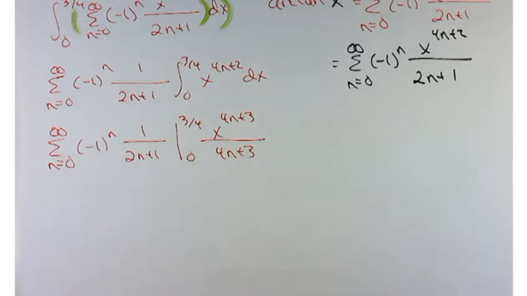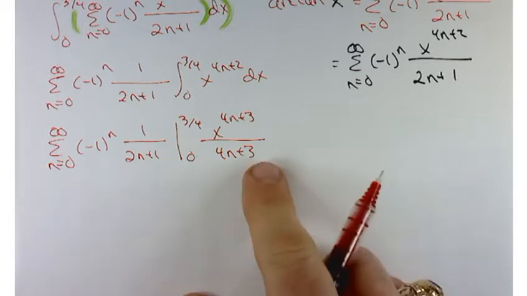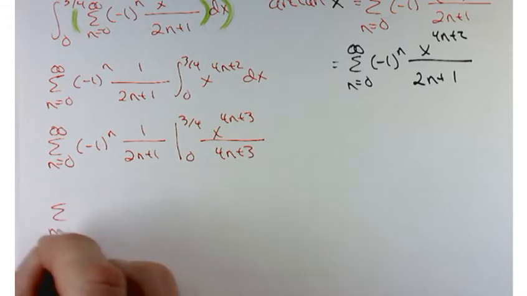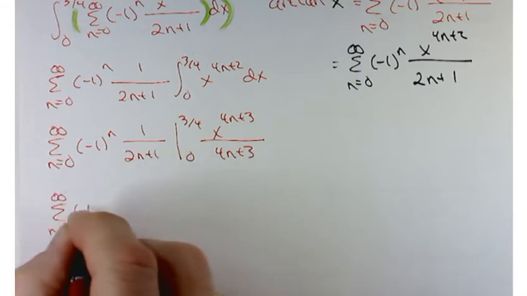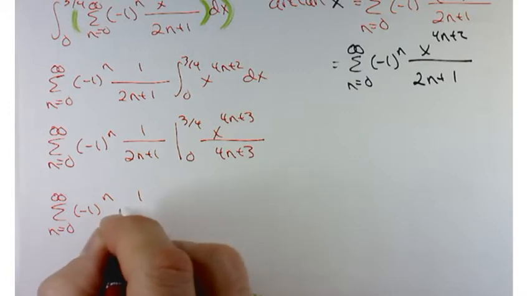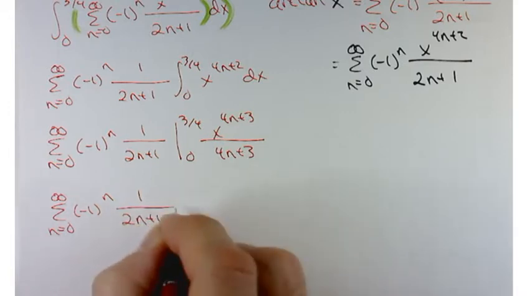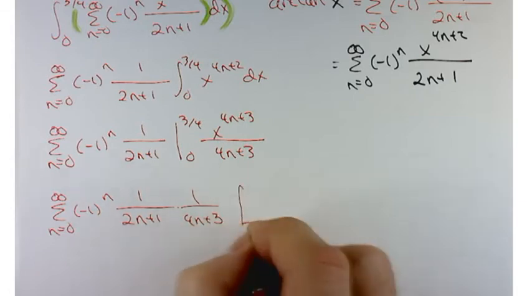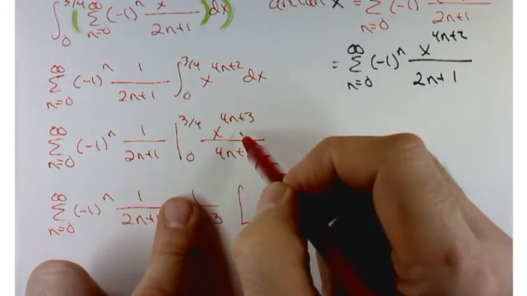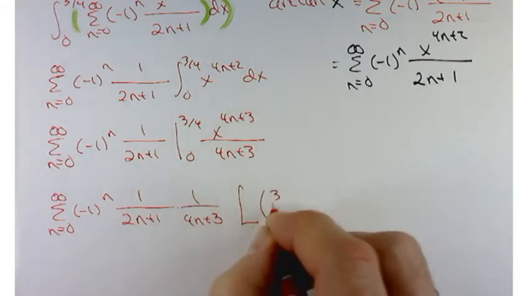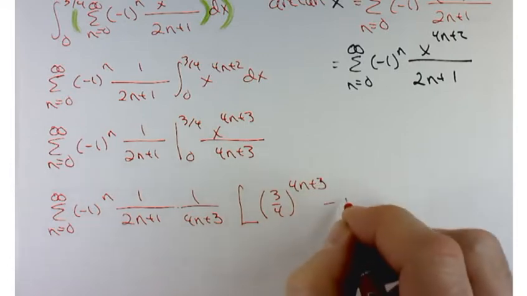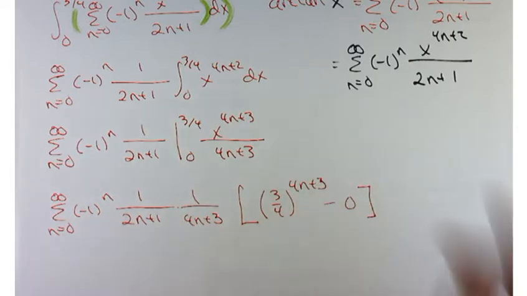Thank you. x to the 4n plus 3 divided by 4n plus 3. Now, the 4n plus 3 is a constant term, so I'm going to kick that out in front. n equals 0 to infinity, -1 to the n, 1 over 2n plus 1 times 1 over 4n plus 3 times this evaluated at 3/4. 3/4 to the 4n plus 3 minus 0 to the 4n plus 3, which of course is just 0.